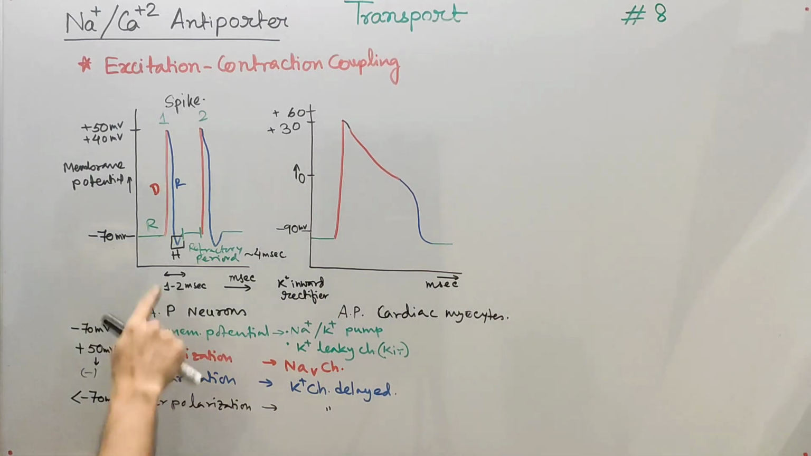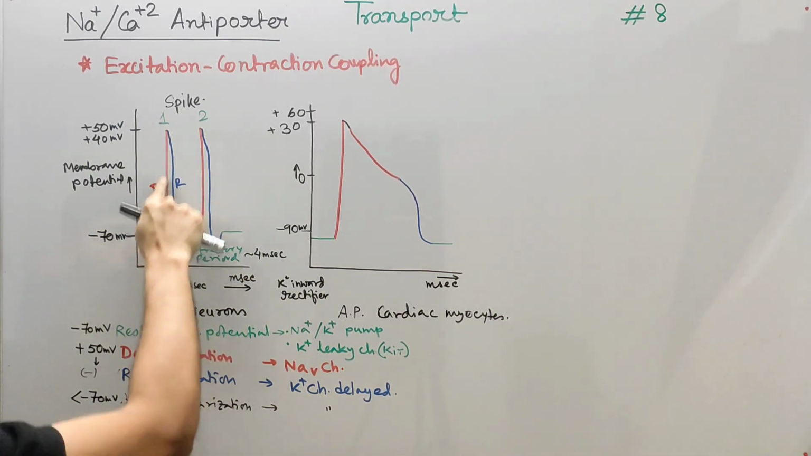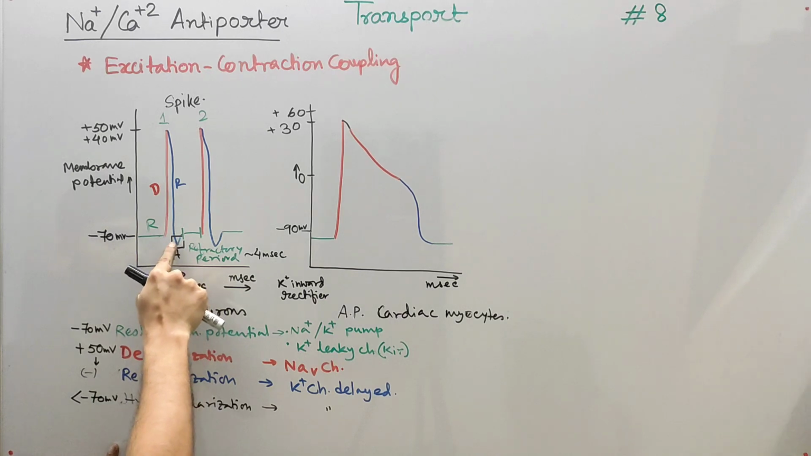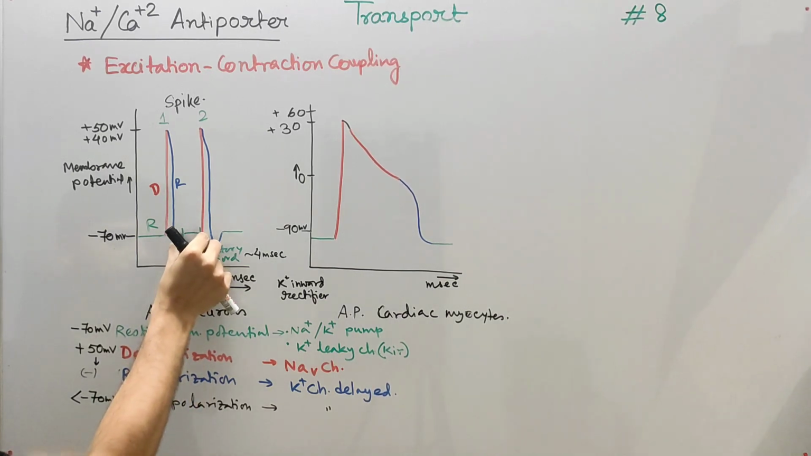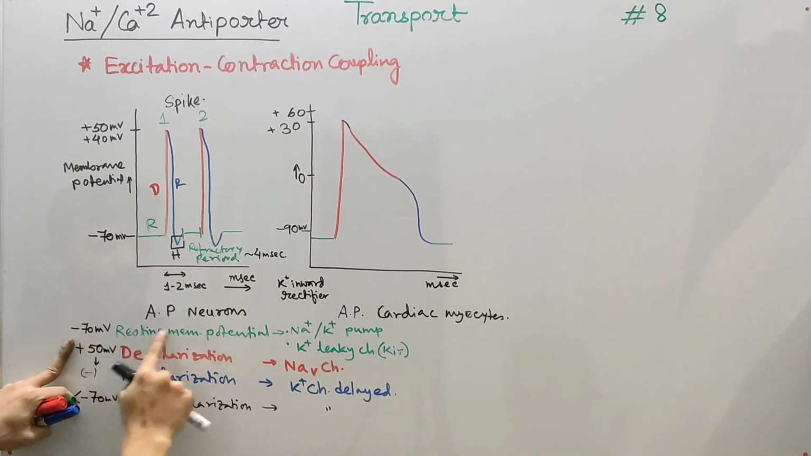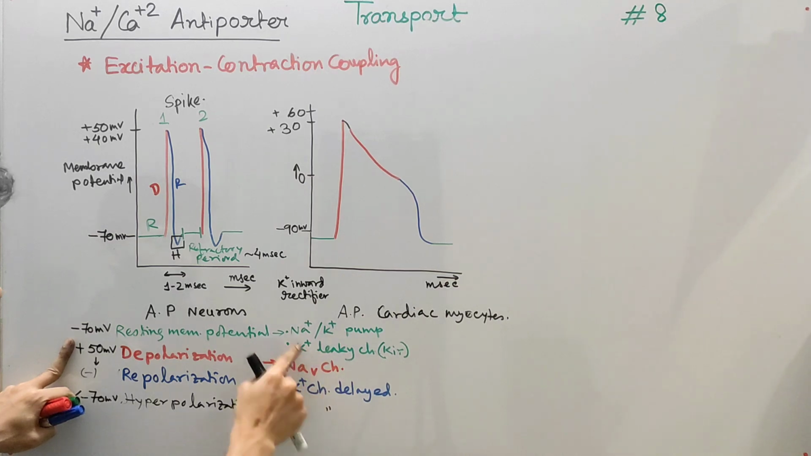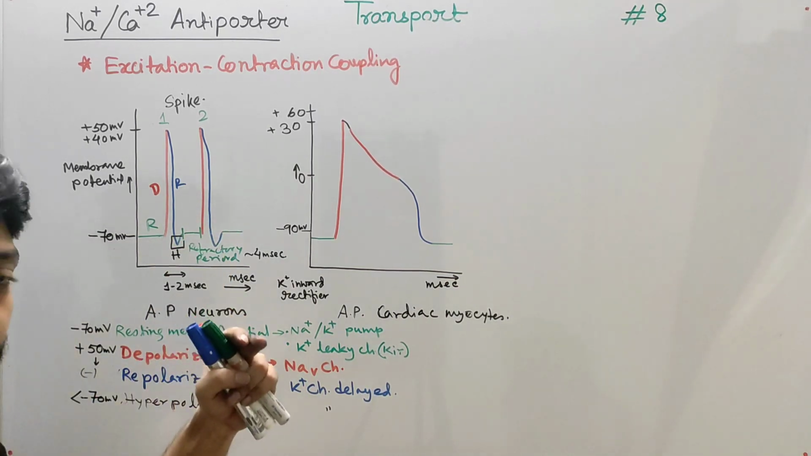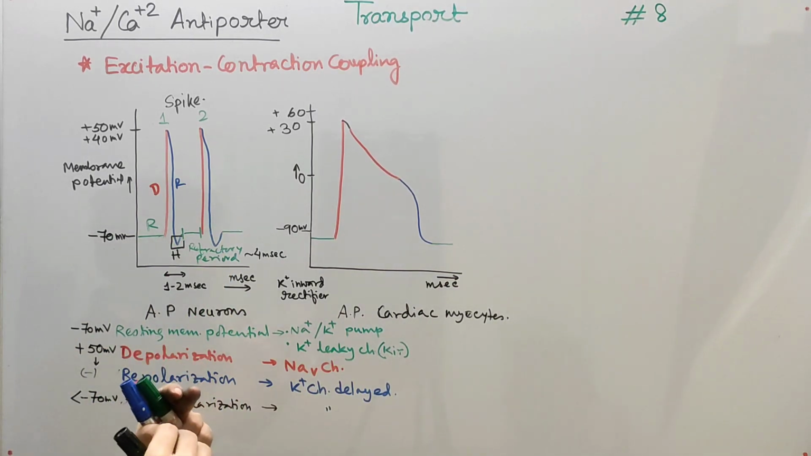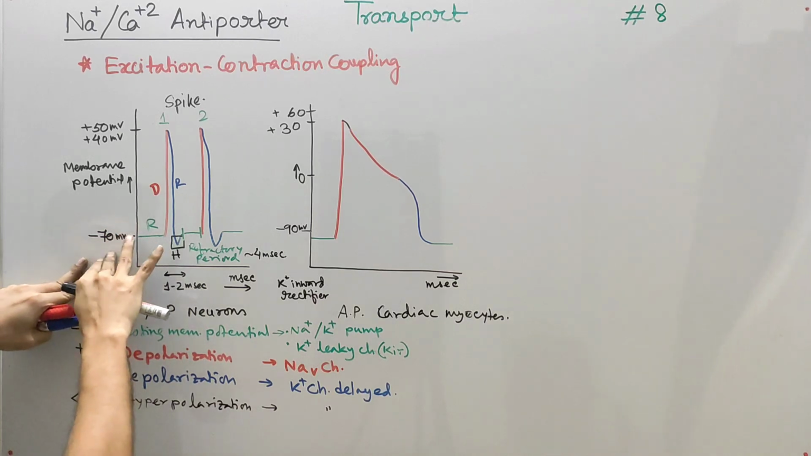Ultimately, when all these things occur, that means depolarization, repolarization and hyperpolarization, then after some refractory period, in this refractory period, the sodium potassium pump and potassium leakage channels re-establish the sodium potassium concentration gradient and the membrane potential to minus 70 millivolt.